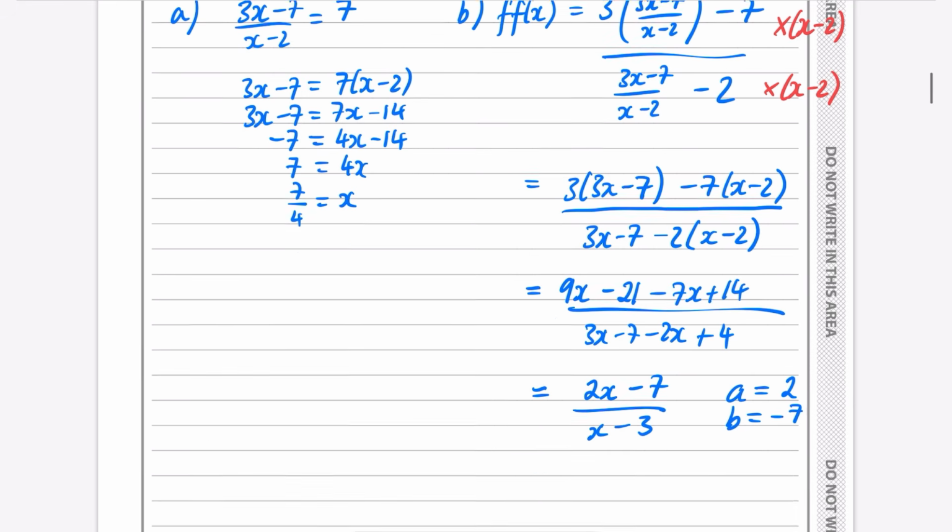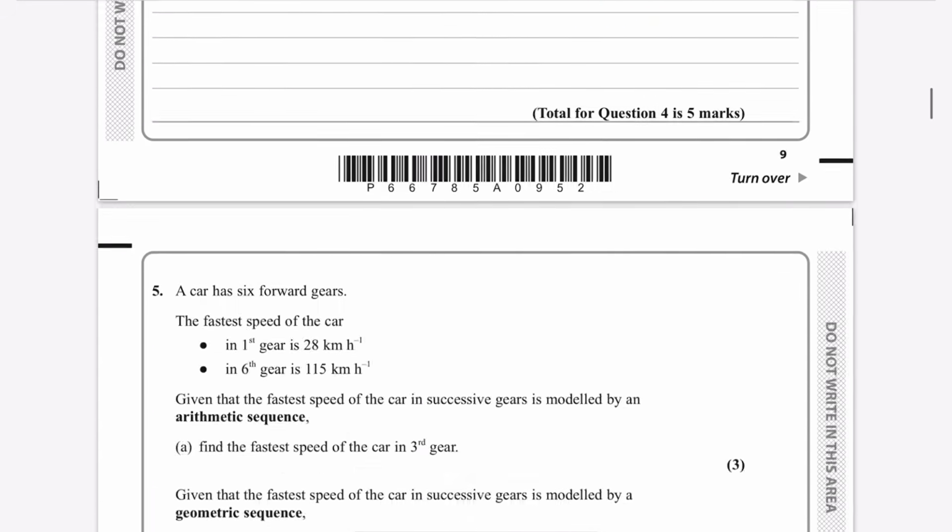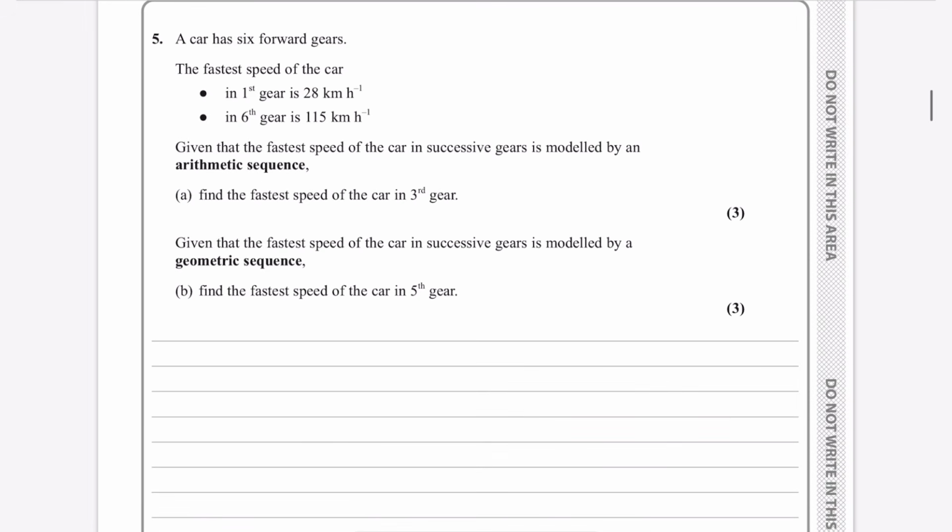Okay, question 5. A car has 6 forward gears. The fastest speed of the car in first gear is 28 and in sixth gear is 115. So we've got first, second, third, fourth, fifth, sixth. This is 28 kilometers per hour, and then the sixth one is 115. Given that the fastest speed of the car in successive gears is modelled by an arithmetic sequence, find the fastest speed of the car in third gear.